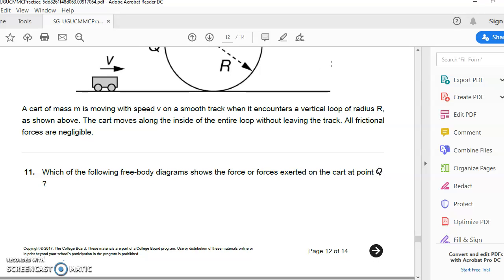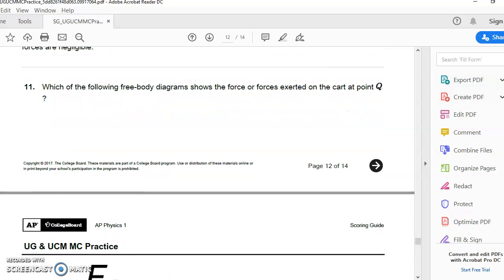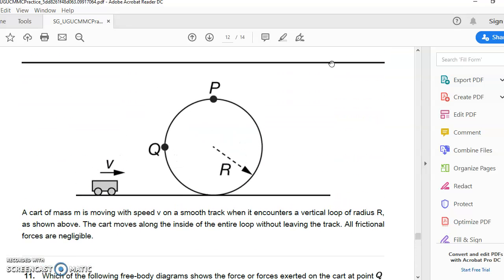Number 11, you have a cart of mass m moving with a speed v on a smooth track when it encounters a vertical loop of radius r as shown above. The cart moves along the inside of an entire loop without leaving the track. All frictional forces are negligible. Which of the following free body diagrams shows the forces exerted on the cart at point Q?